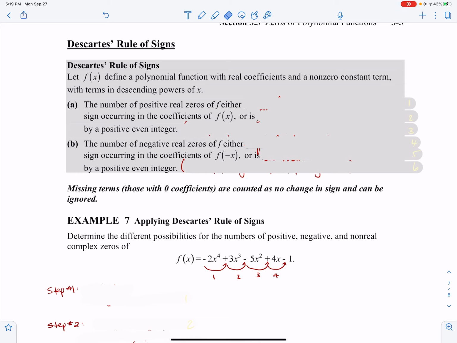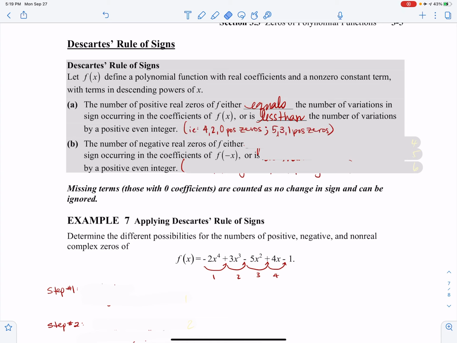The number of positive real zeros of my function is either going to equal the number of sign changes, or it's going to be less than the number of sign changes by a positive even integer. Wait, what does that mean? Let's say I have 4 sign changes. Then I'm either going to have 4, 2, or 0 positive zeros. If I had 5 sign changes, I'm either going to have 5, 3, or 1 positive zeros. That skipping of even integers is what this means.